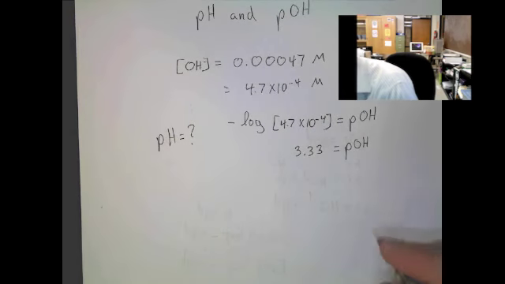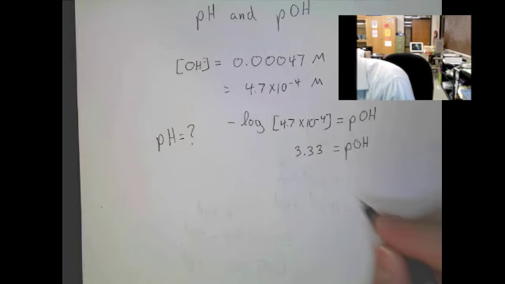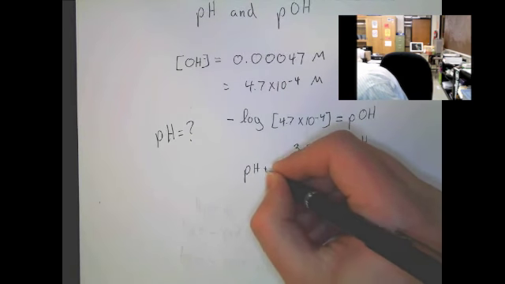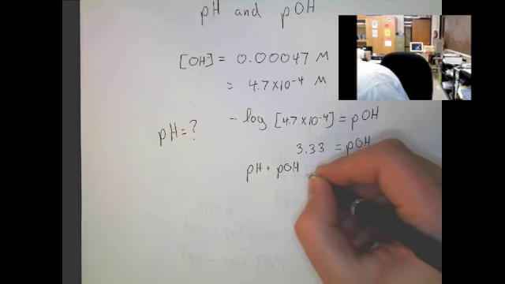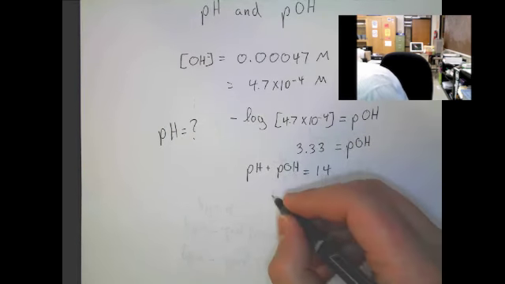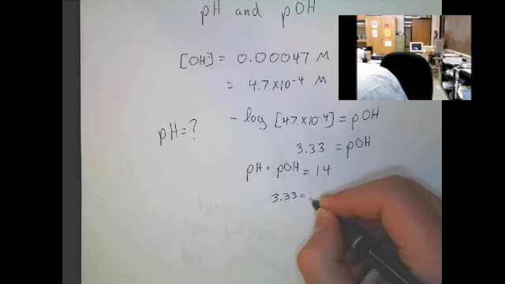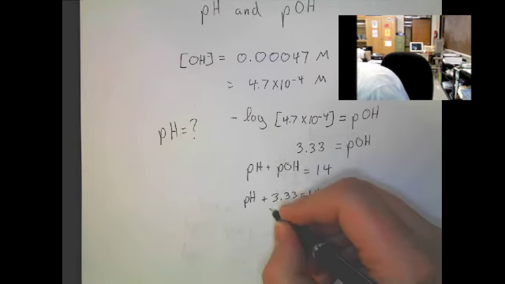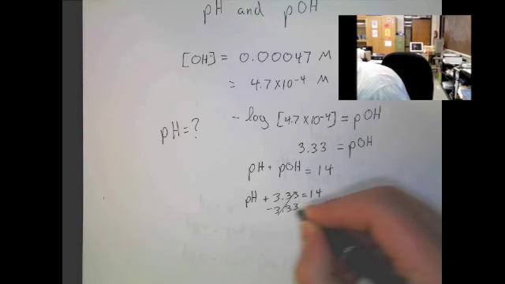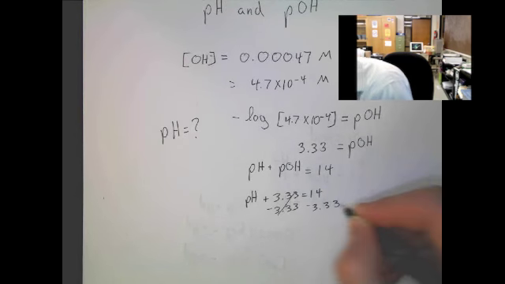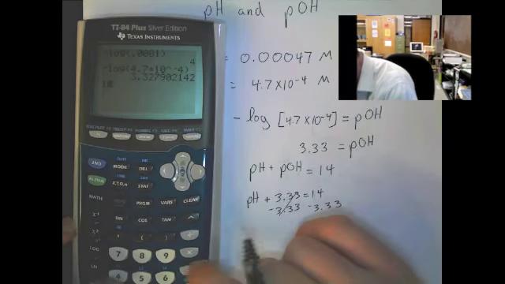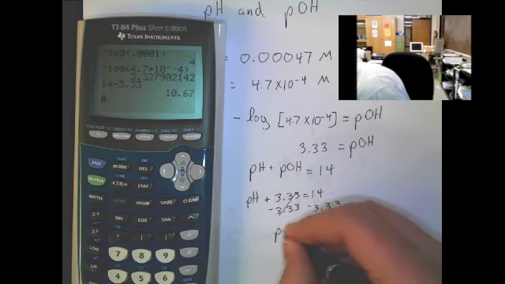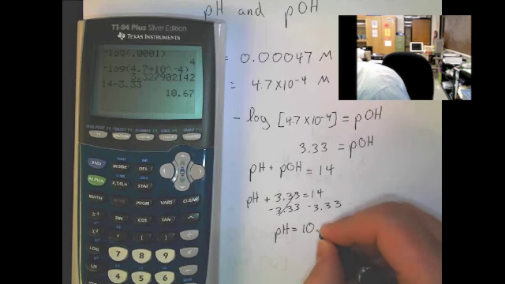So 3.33. Now, this is not the pH, but we want to find the pH. So remember, pH plus pOH is equal to 14. So if we have 3.33, then all we need to do is subtract that from 14. So 14 minus 3.33 gives us a pH of 10.67.